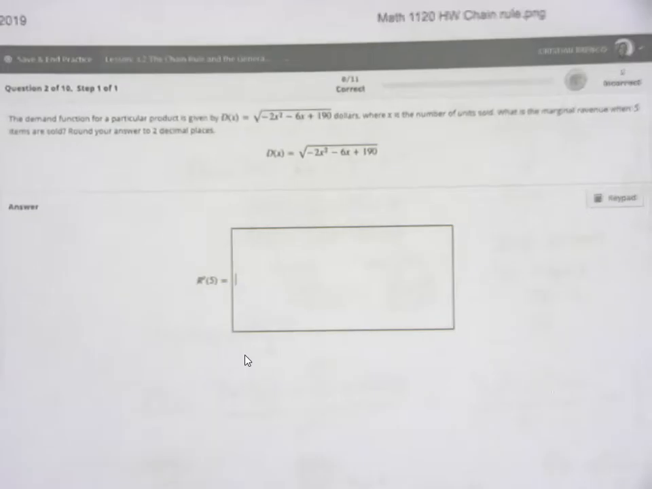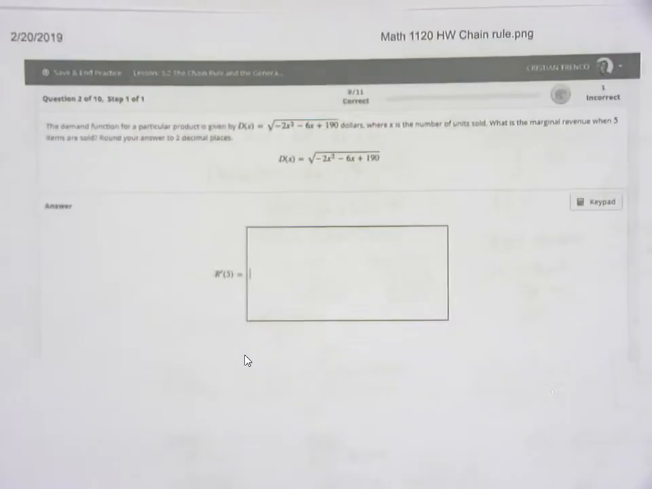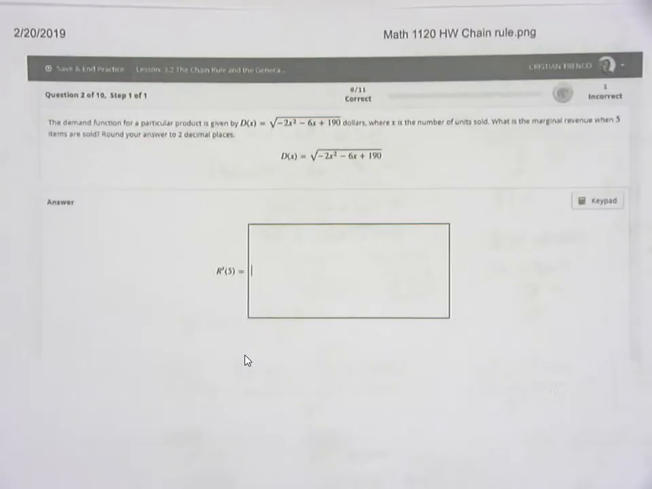It says this. This is one of your problems here. The demand function for a particular product is given by d of x is equal to the square root of negative 2x squared minus 6x plus 190 dollars, where x is the number of units sold. What is the marginal revenue when 5 items are sold? Round your answers to decimal places.